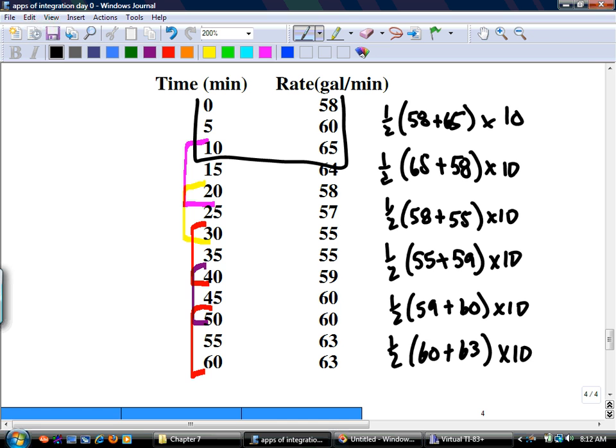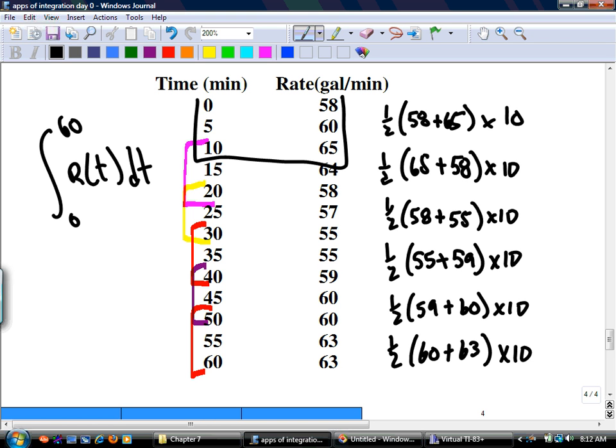Other questions that I've seen asked, as I'm starting to look at the AP exams to get a feel for them: they'll give you a list of data and then ask you a gazillion questions about it. One question is how much water will be pumped. And they'll also say, write an integral that represents what we just did, which is easy. It'd be the integral from 0 to 60 of R of t dt. That tells us how much water has been pumped out.